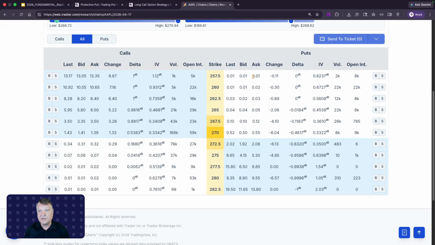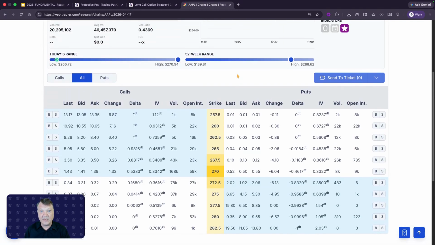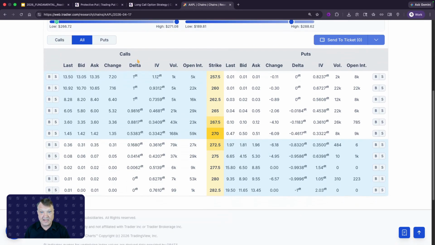All right. So now if I look at the chain here, we have Apple stock. We know where that's at. You can look at the calls. You can look at the puts. My favorite is to just default to all, and that's where the chains start. So on the left-hand side, we have calls. On the right-hand side, we have puts. It's highlighting that the stock is at 270. We'd call that the most at-the-money option contract.